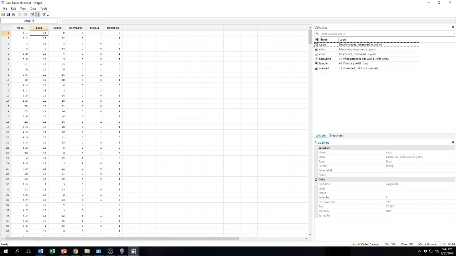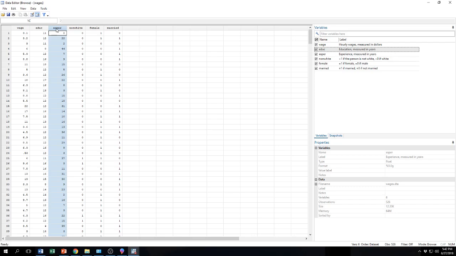What about education? Let's see, education. Education measured in years. That means this is the number of years they've been in school. This one's a little bit more tricky, but we would typically consider this to be continuous. They could have anywhere from 0 to an infinite number of years of education, in theory. In practice, I'm sure they probably don't go very high. We could take a look at what the max was in a moment.